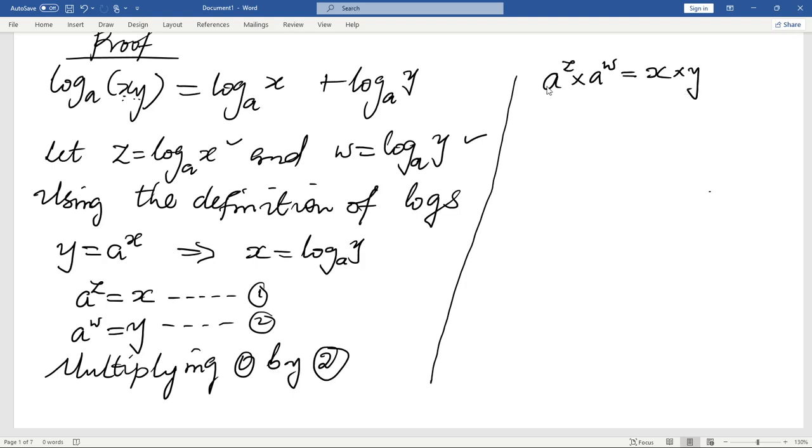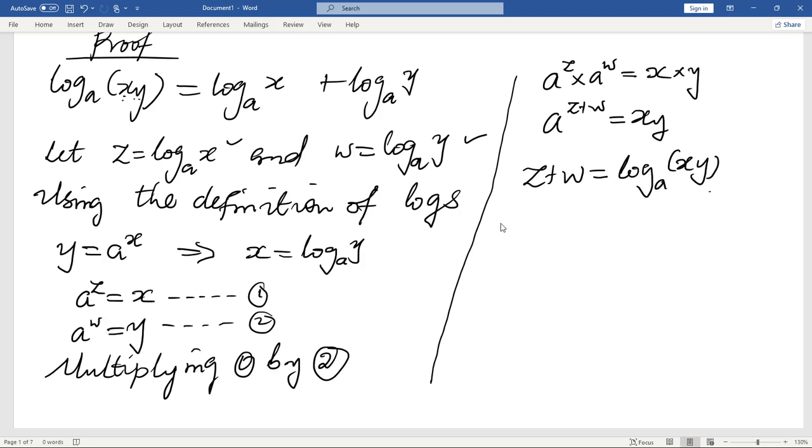According to the laws of indices, if the bases are the same, we add the powers, meaning that we have a to the power z plus w equal to xy. Now, applying again the definition of logs, if we change this from its exponential form into log form, we simply have z plus w equal to log xy to the base a.